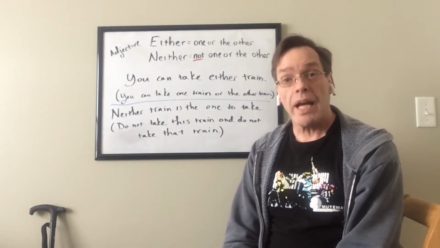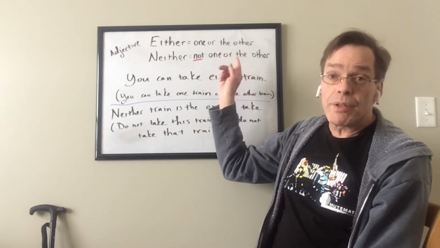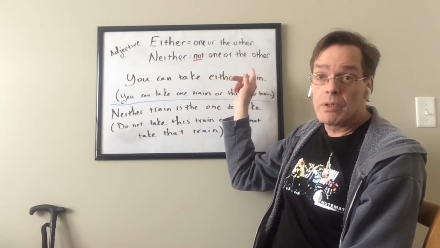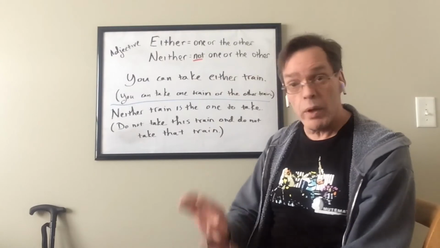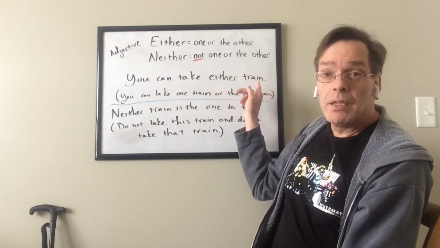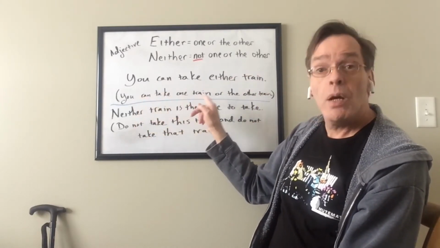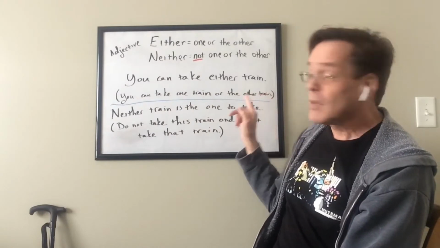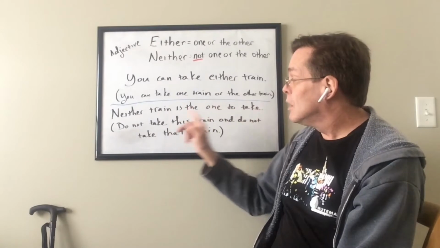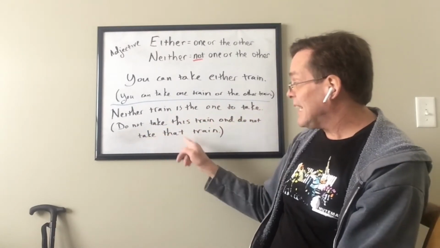When they're used as adjectives, either means one or the other, and neither means not one or the other. And two examples, one of each word. You can take either train, which is the same thing as saying you can take one train or the other train. Neither train is the one to take. Do not take this train and do not take that train.